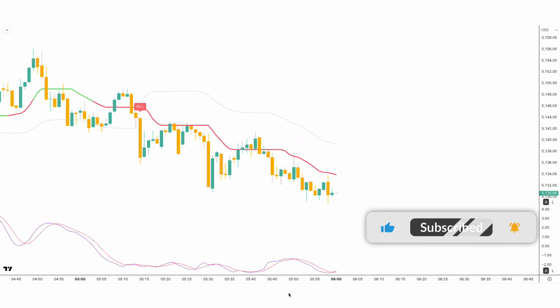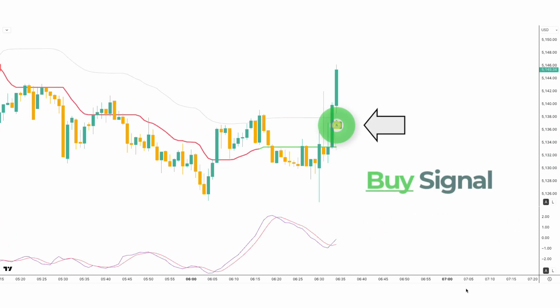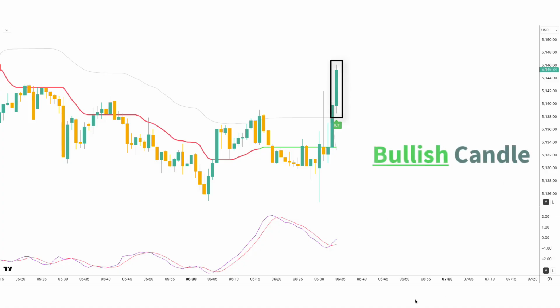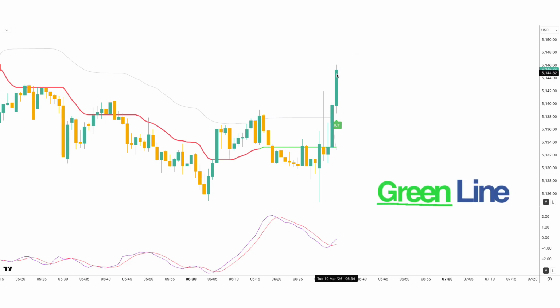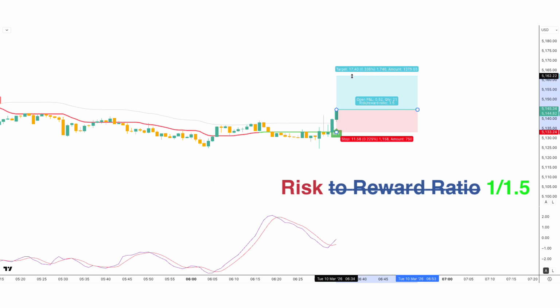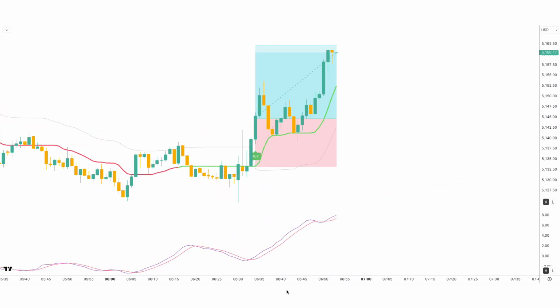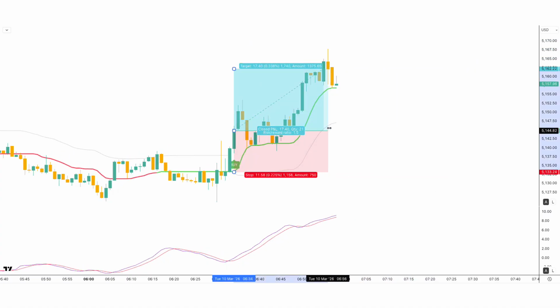Click OK. Now our setup is ready. Let's see how we use these trading setups. When the Trend Sniper V2.5 arrow of this indicator is a buy signal, the purple line of Zero Lag Multi should be above the red line, and the market forms a bullish candle. If this condition is fulfilled, then we will place a buy order. Our stop loss is to be placed at the green line, and the risk to reward ratio will be 1:1.5. The market has completely hit the target.